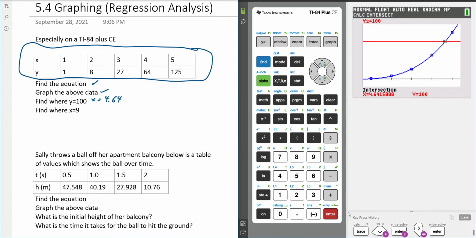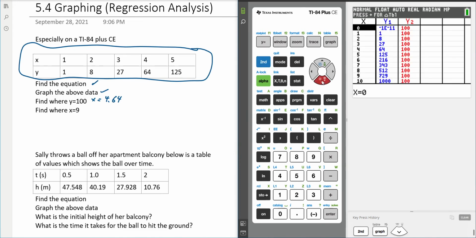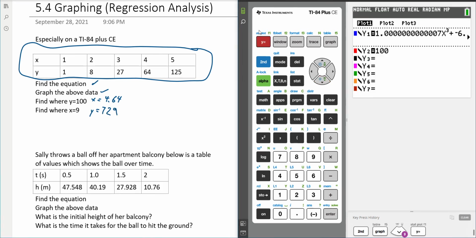Now we need to find, what if x is 9? If you already have a function listed, this is what I recommend you do. Second function, table, and then you can see where x is 9, it's all the way here. So where x is 9, y would be 729. You could also go back into here and look at what it would be. If we know that our function is y equals x cubed, we can just write in 9 instead of x, and so that would be 729.